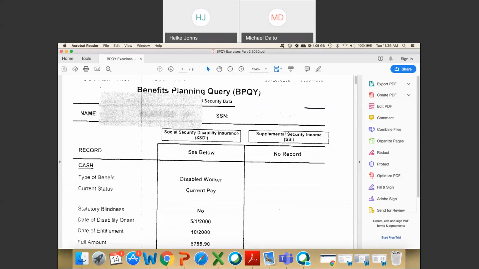And going through the exercises. So a few key points about each BPQY before we start evaluating the work activity and whether it's been reviewed and whether the person may have done SGA within 12 months of onset.